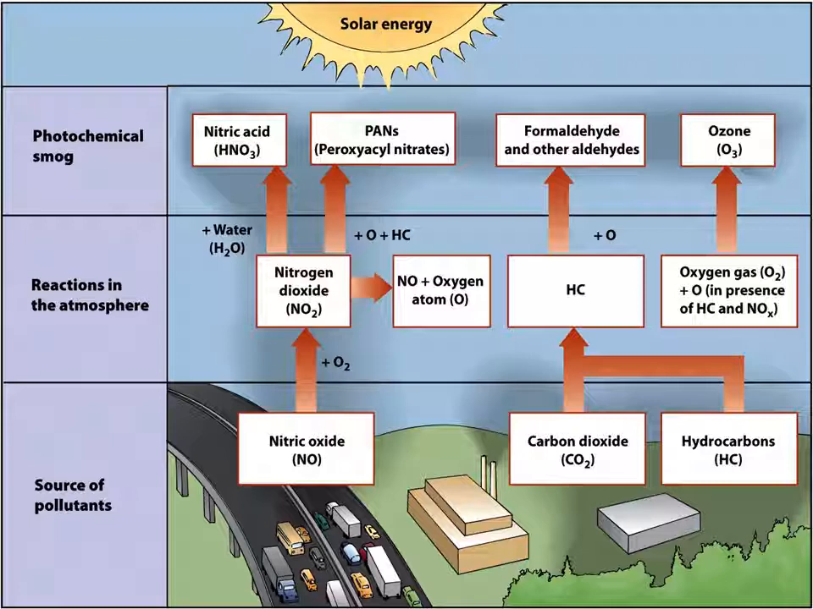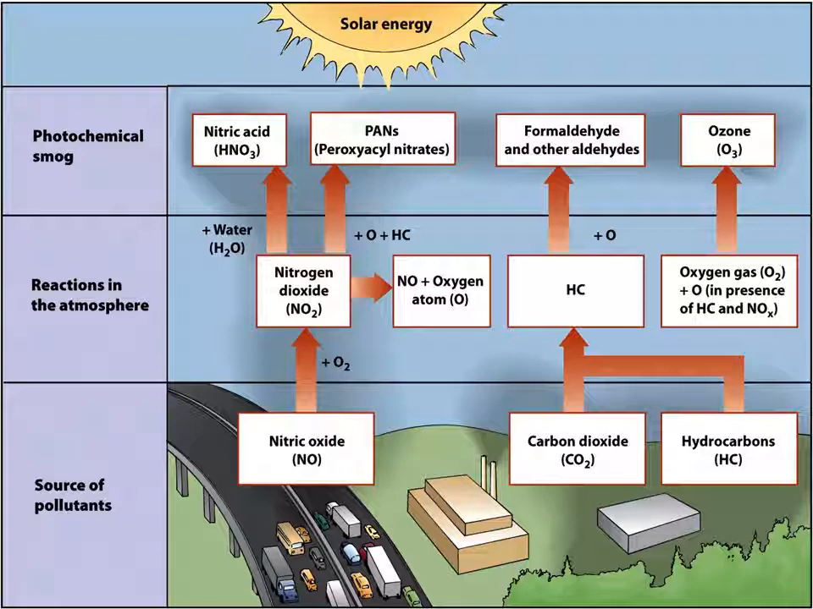This is a photochemical reaction. The nitrogen dioxide combines with the nascent oxygen in the atmosphere and the hydrocarbon in the atmosphere to form PAN compounds, that is peroxyacyl nitrate compounds. The nitrogen dioxide also gets split into nitric oxide and nascent oxygen.